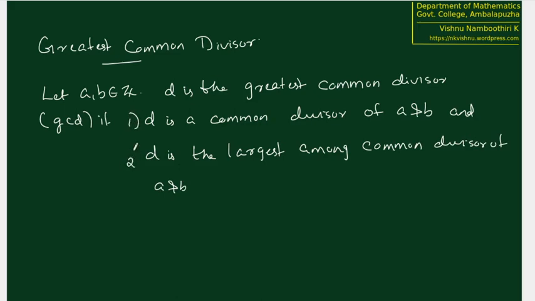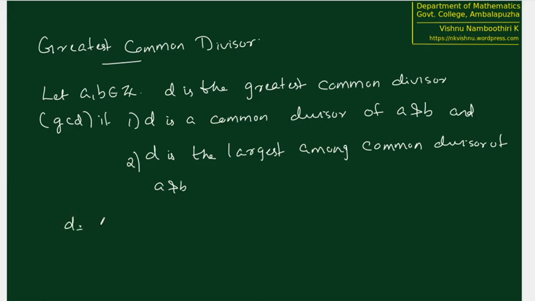Condition one is that D is a common divisor of A and B. That means that D must be a divisor of A, and D must be a divisor of B also. Not only that, there may be many divisors of A and B, that means there can be many common divisors of A and B. In that case, D must be the largest among these common divisors. If D satisfies these two conditions, we say that D is the GCD of A and B.